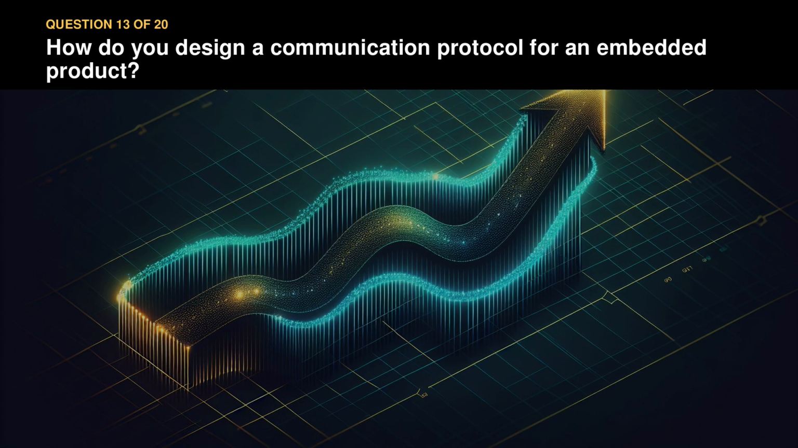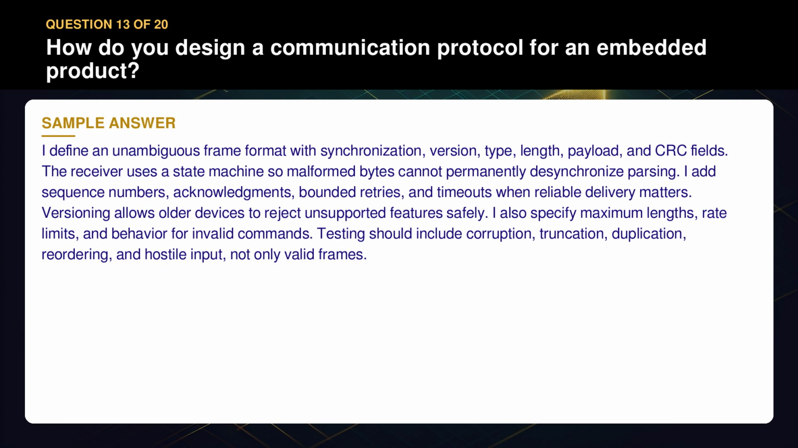How do you design a communication protocol for an embedded product? I define an unambiguous frame format with synchronization, version, type, length, payload, and CRC fields. The receiver uses a state machine so malformed bytes cannot permanently desynchronize parsing. I add sequence numbers, acknowledgements, bounded retries, and timeouts when reliable delivery matters.